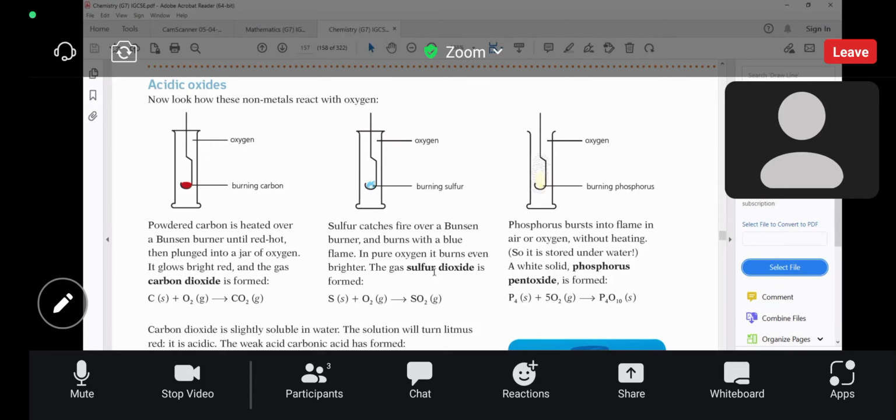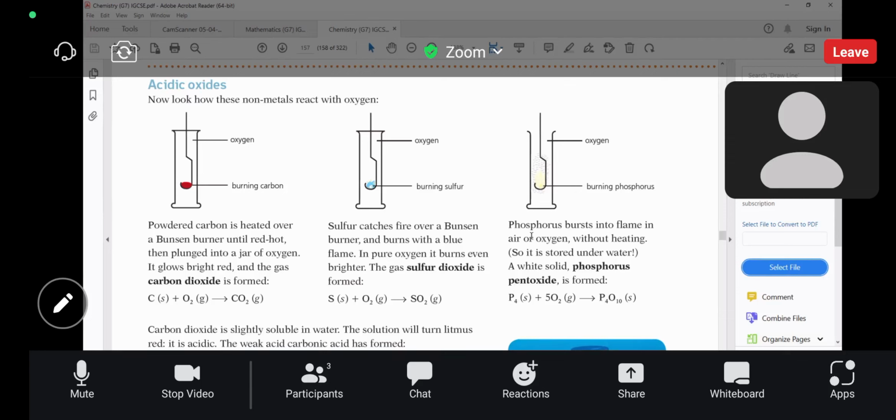The gas sulfur dioxide is formed. So, sulfur plus oxygen gives SO2. There is no need to balance, actually, by default the equation is balanced. Carbon plus oxygen gives CO2 gas. Sulfur plus oxygen gives SO2 gas.